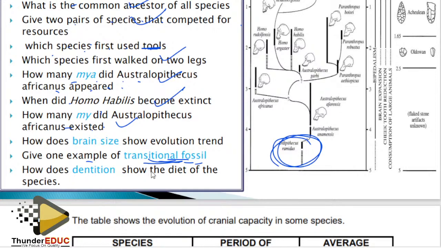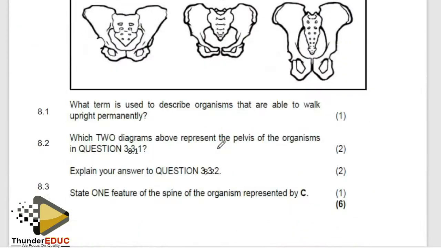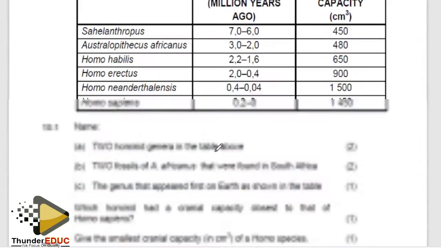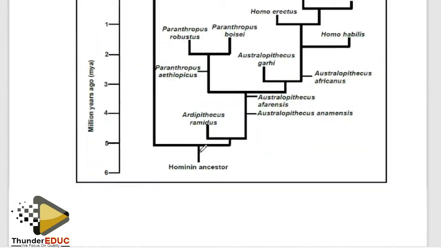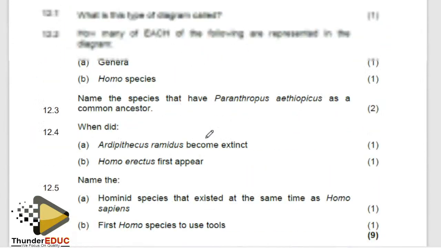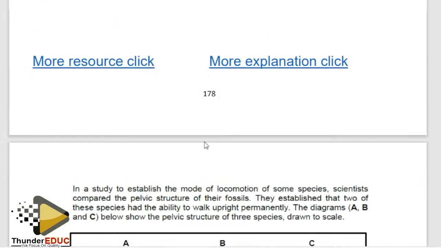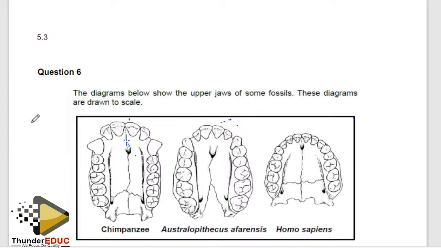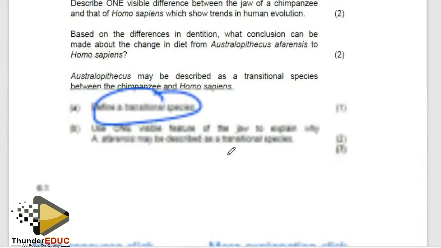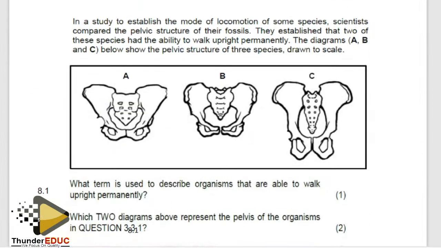How does dentition show the diet of the organism? Dentition shows the diet. How does it show? If you have sharp canines, it means that you are feeding on raw food. Yeah, food which is raw. You understand? Yes. Raw food. And this food is tough, therefore you have to use sharp canines like this. Sharp canines, yes. I think that's the question.